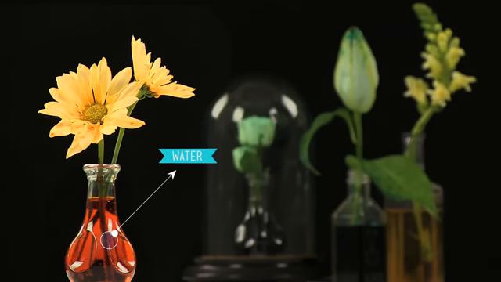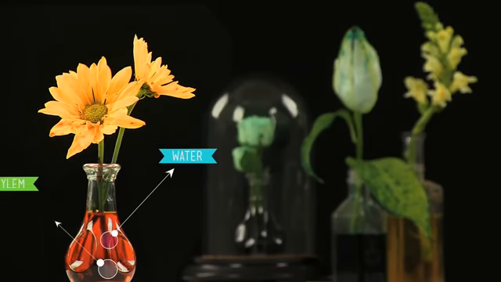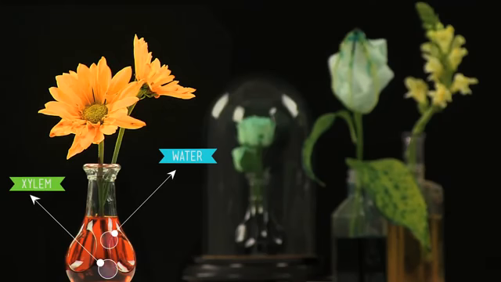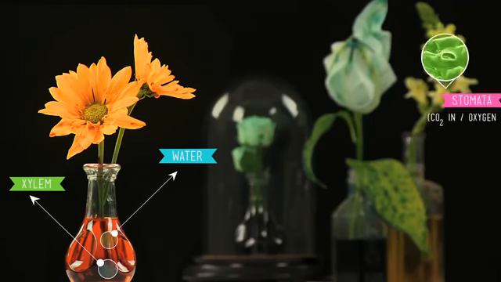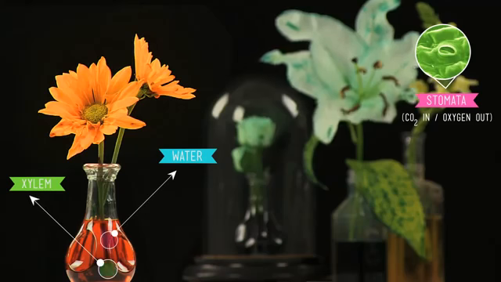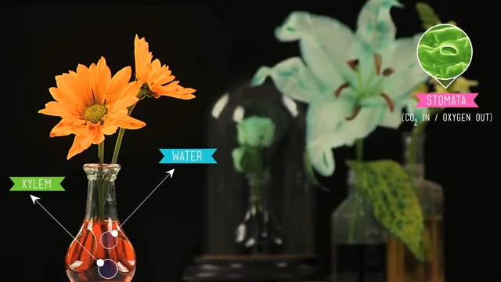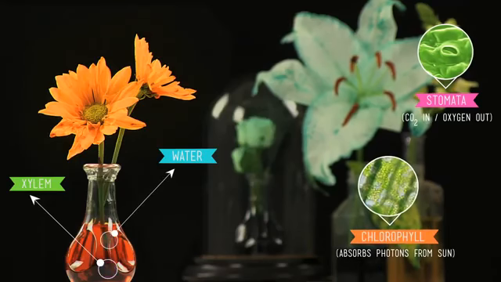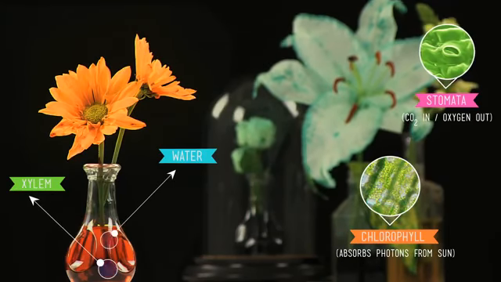In this case, the roots of the plants absorb the water and bring it to the leaves through tissues called xylem. Carbon dioxide gets in and oxygen gets out through tiny pores in the leaves called stomata. It's actually surprisingly important that plants keep oxygen levels low inside of their leaves for reasons that we will get into later. And finally, individual photons from the sun are absorbed in the plant by a pigment called chlorophyll.